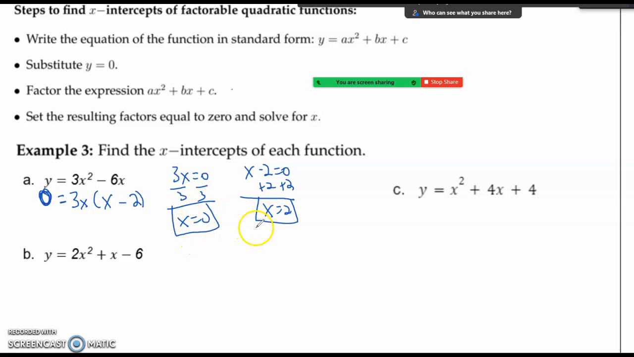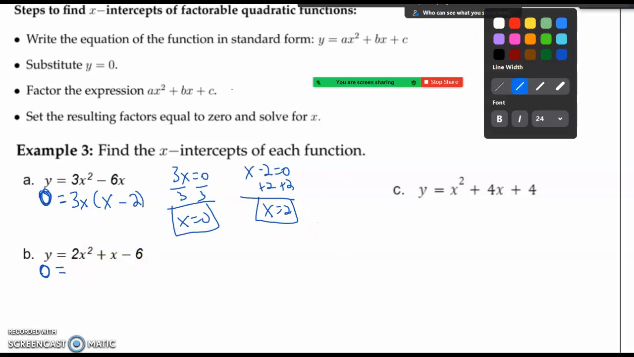So x equals 0 and 2. My example B, I'm going to make y equals 0 and I'm going to factor. I have to do a little bit more work to factor here. I'm going to do this in maroon again just to be consistent.